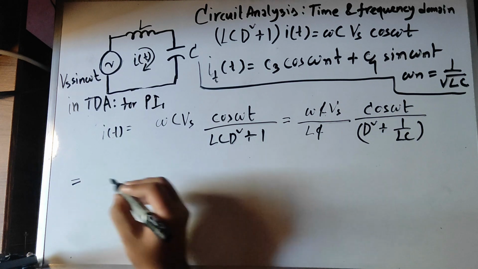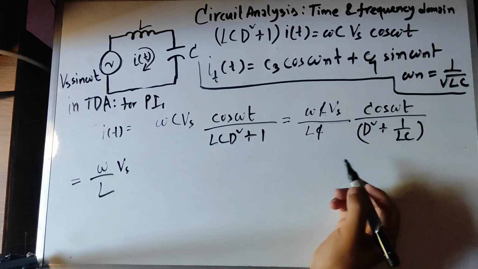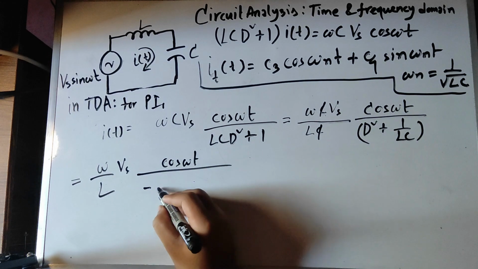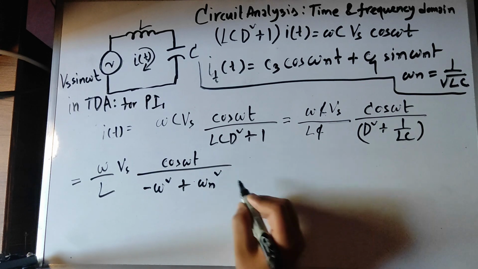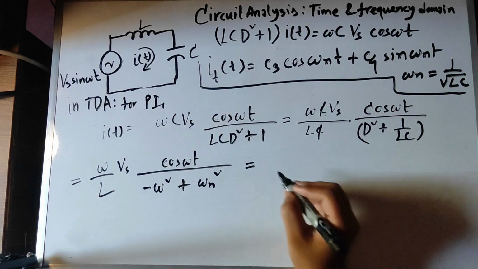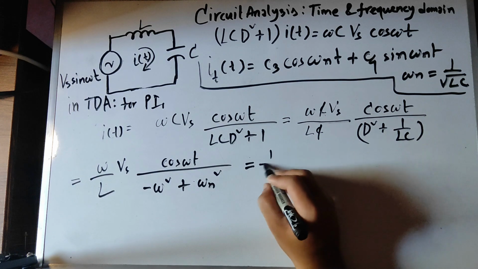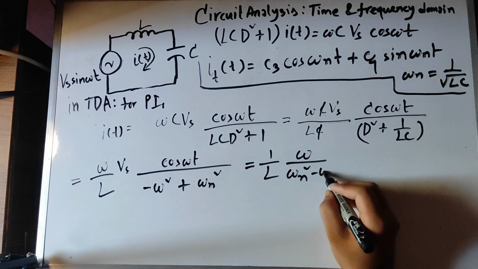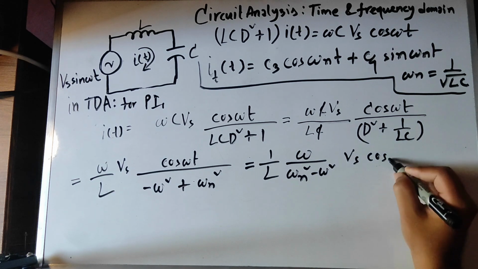So by our formula, omega by L, Vs is the magnitude, cos omega t by (minus omega squared plus 1 by LC), where 1 by LC is omega n squared. Now we have 1 by L, omega by (omega n squared minus omega squared), Vs cos omega t.